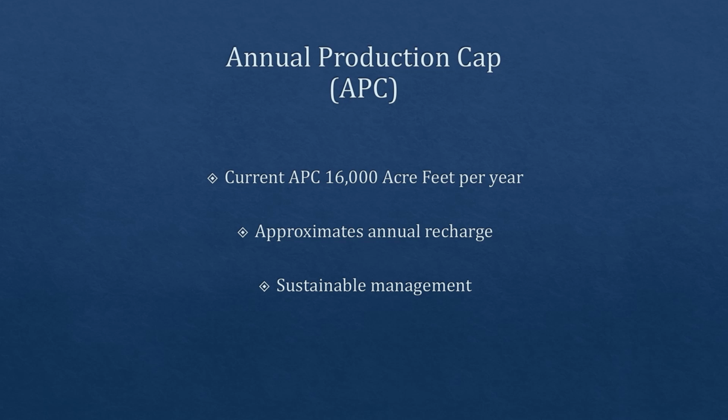As of June 1, 2022, the APC is set at 16,000 acre-feet per year. This cap is designed to approximate the average annual recharge of the aquifer. By setting the production limit slightly above the recharge amount, the district aims to manage the aquifer sustainably and protect the thinner sands of the outcrop region.